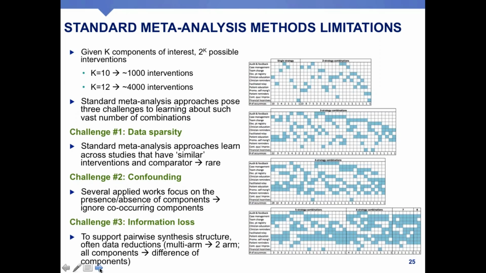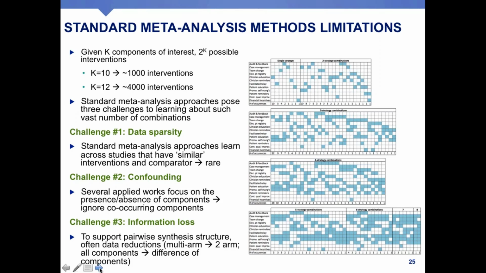And then finally, information loss. In order to support that pairwise synthesis structure, various data reduction strategies have to occur so that we can do this synthesis. In order to do the difference, we have to have two arms. So if it's a multi-arm study, we reduce it to the most versus least active. And importantly, all components are reduced to that difference of components. I'll show an example of that in a moment.